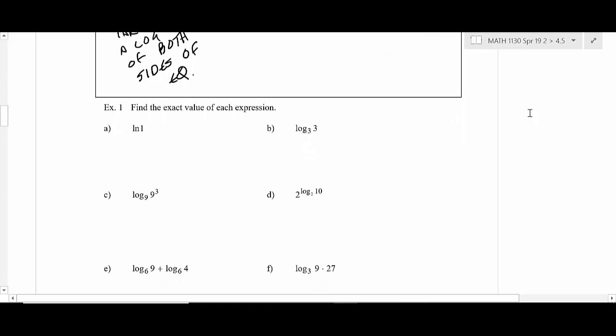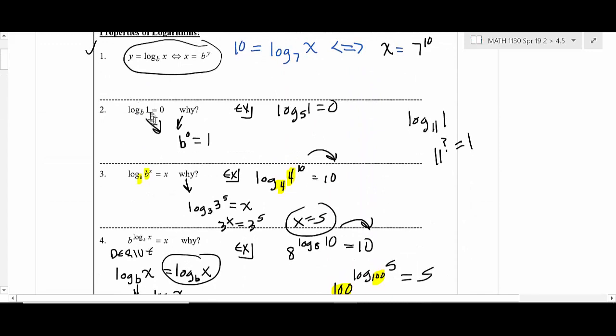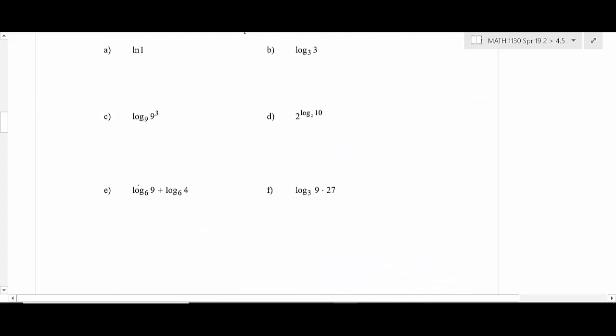And some of these things will refer to whatever property we have. Okay, so there's a property on this one that said anytime you do a log of 1, you just get 0. So this is like the second property. By property 2, you just get 0, okay? Anytime you do a log of 1, you get 0.